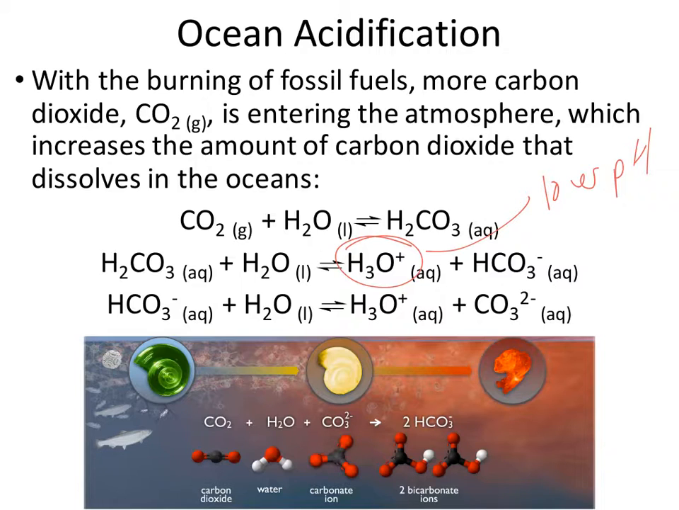At the same time, as we produce more of this, we're going to stimulate this reaction over here. So again, by Le Chatelier's principle, if I create more of this hydronium, I'm going to stimulate this reaction. And LCP predicts that this equilibrium will shift to the left to use up CO3 2- to produce water and more bicarbonate ion. Now, the question is, where does this CO3 2- come from? It comes from all our coral and the shells of our shellfish.